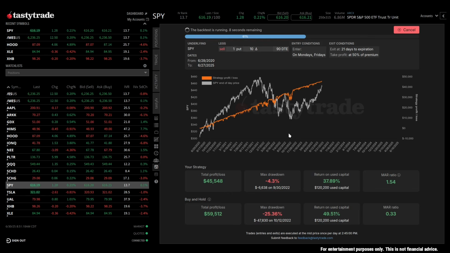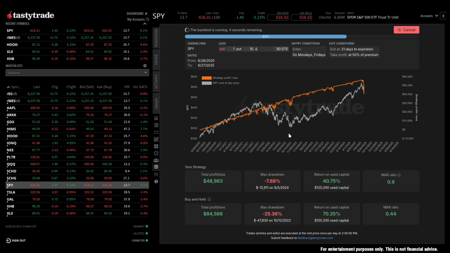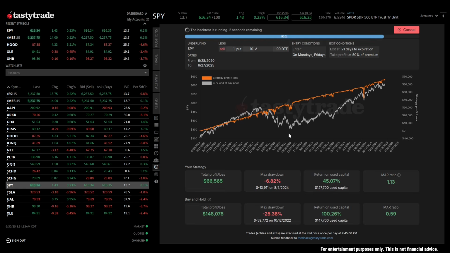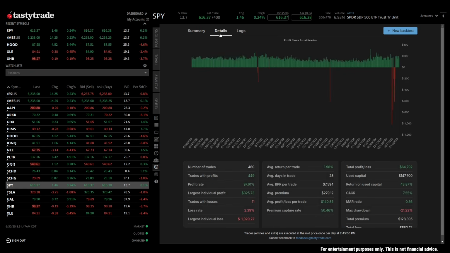I think you'll be shocked at how often you get out of these things within a week or two. Obviously, it's going to be a good back test as far as SPY tends to go up. Any bullish strategy, pick one, it's going to look great on SPY. So we know the short put's going to do well, but I just want to see the average time in the trade. Let's go to the details.